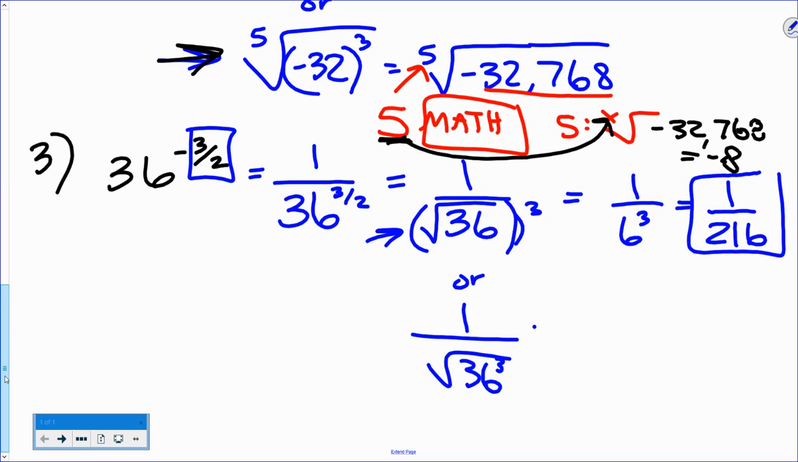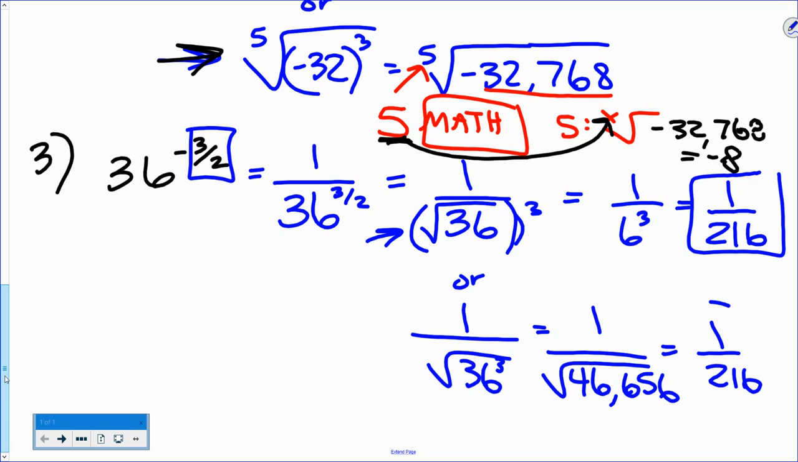Over here, I would have had to take 36 to the third power, which I would need a calculator for, and so that would give me 46,656, and then I'll need to take the square root of that to come up with my 1 over 216. Both the same answer, whichever way makes more sense to you, up to you. So no negative exponents will be left in your answer, no fraction exponents left in your answer. Simplify any fractions that you have.